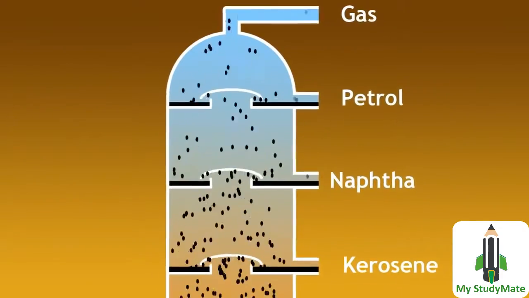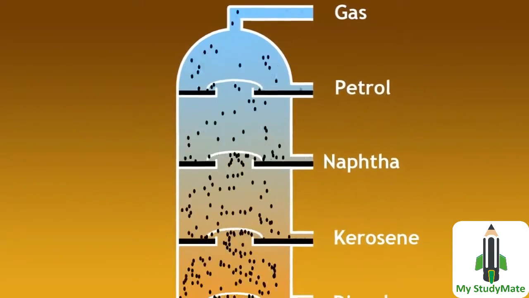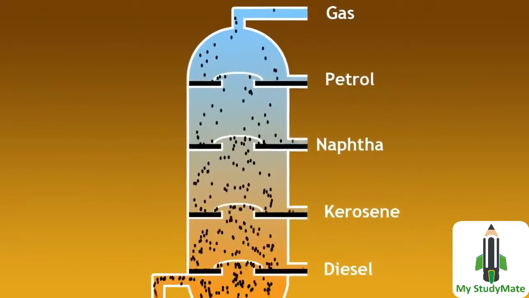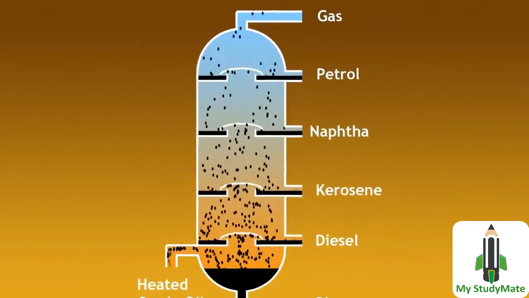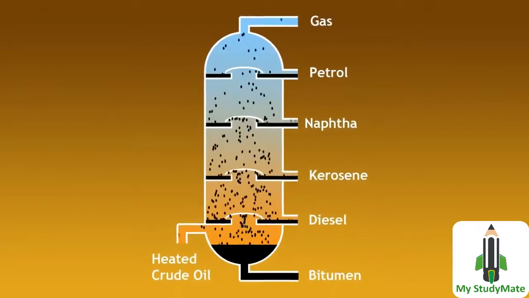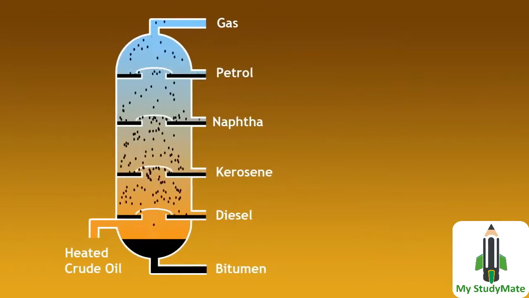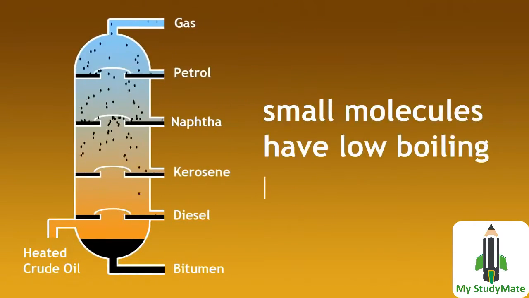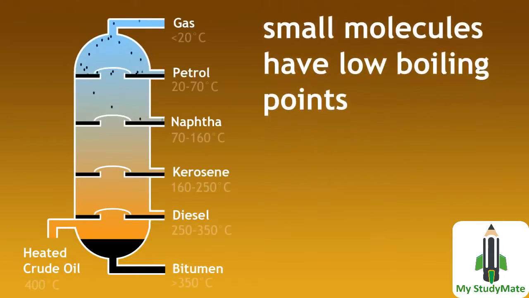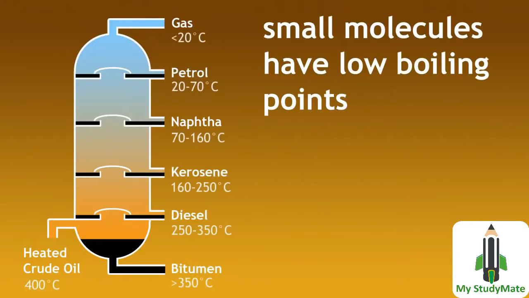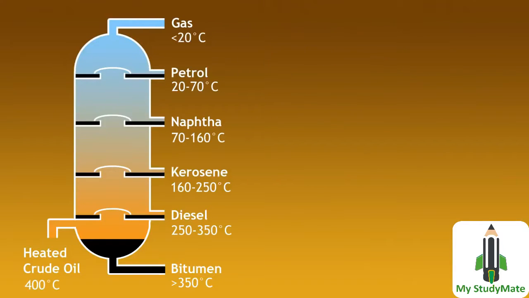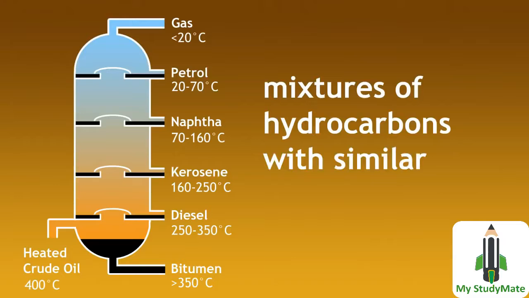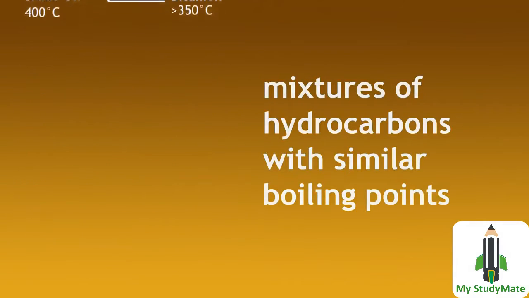The rest of the molecules start to rise up the column, making their way through the bubble caps in each tray. Bubble caps slow down the rate of the rising vapor, and eventually the vapors get to cool, condense, and are collected as liquid in the trays. Small molecules have low boiling points and so condense much higher in the column, where the temperature is cooler still. As you can see, hydrocarbons with similar boiling points are collected in the same tray, and this is why they are known as fractions. They are a mixture of hydrocarbons with similar boiling points.